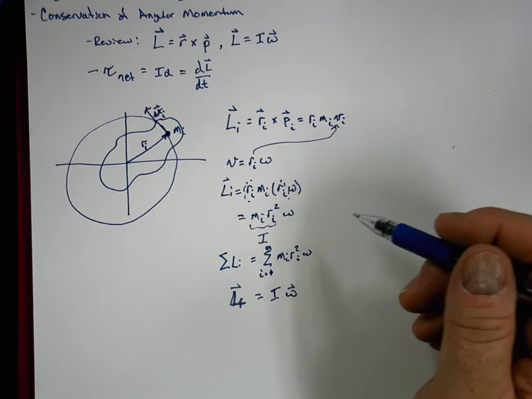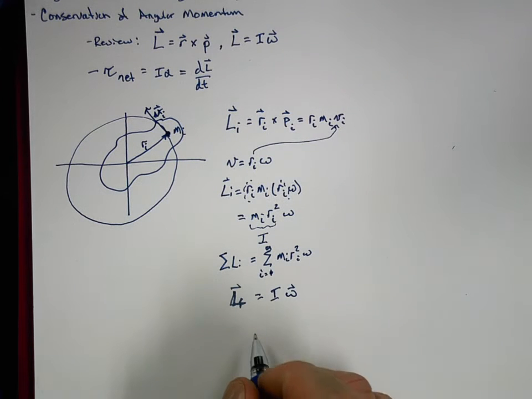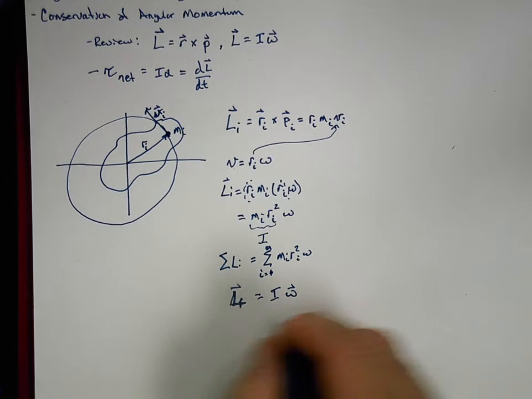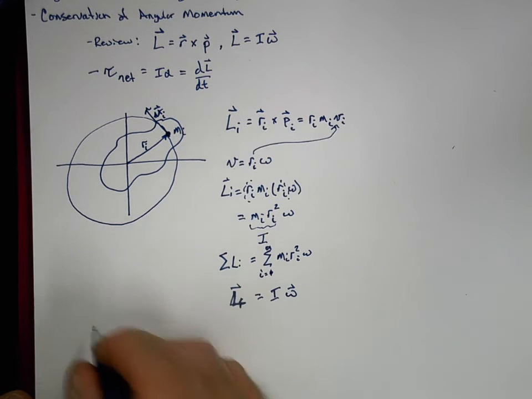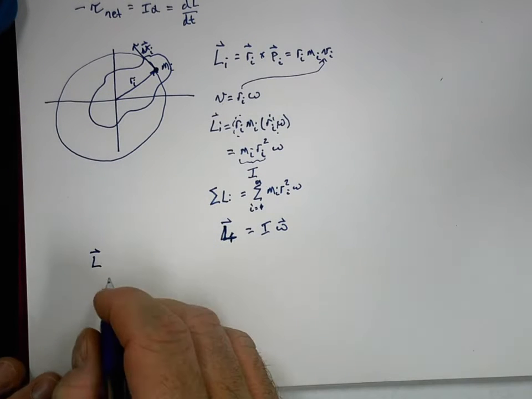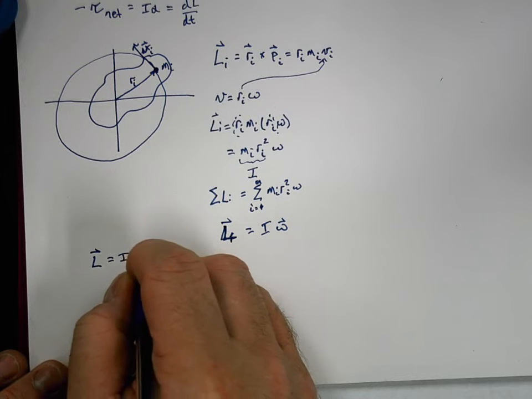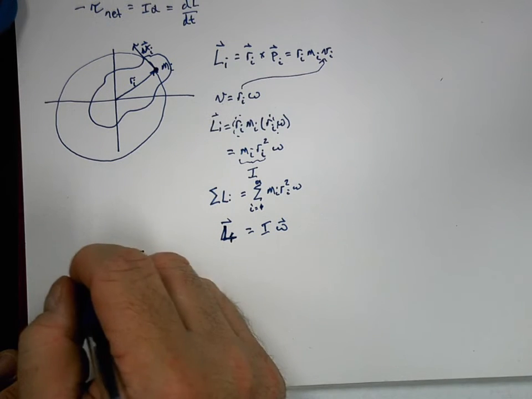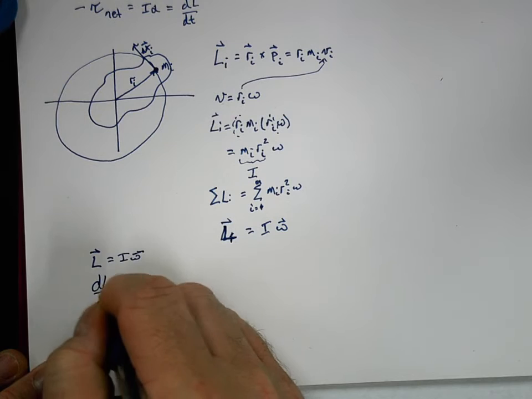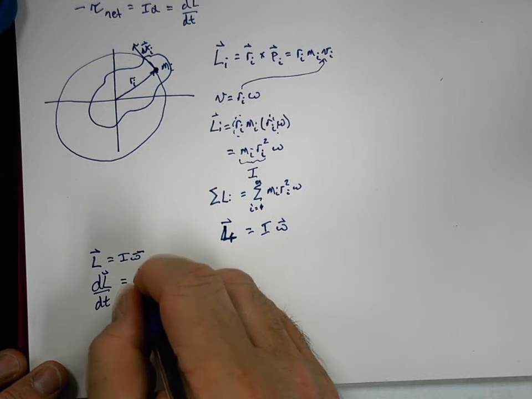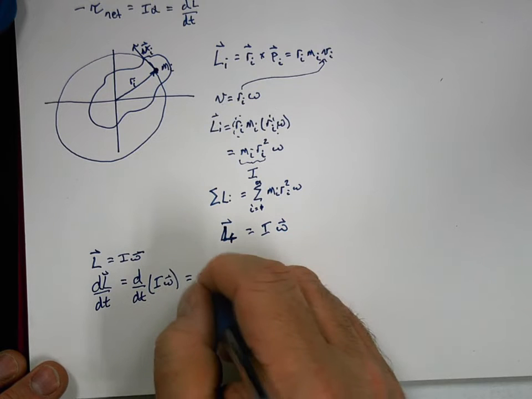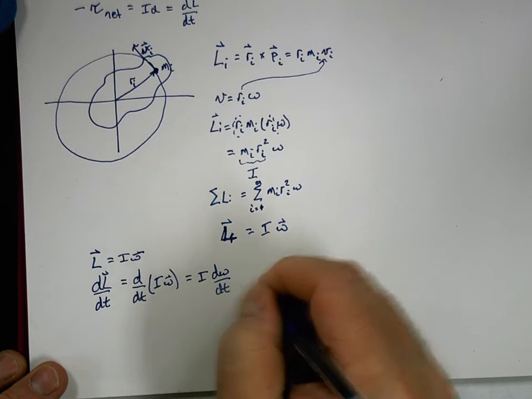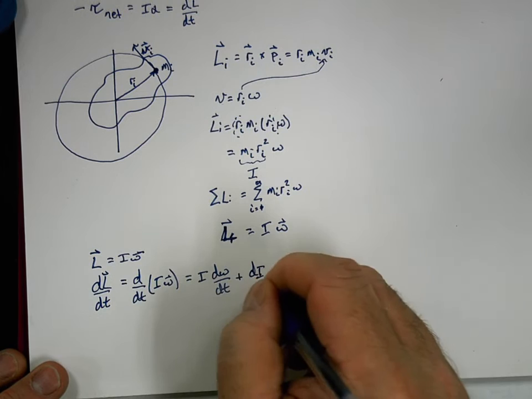Now we can go on from here. If this is our angular momentum and we want to see how it changes, we take our L. If L equals I omega, then if we take dL/dt of that vector, it's going to equal d/dt of I omega, which winds up equaling I d omega/dt plus dI/dt times omega.